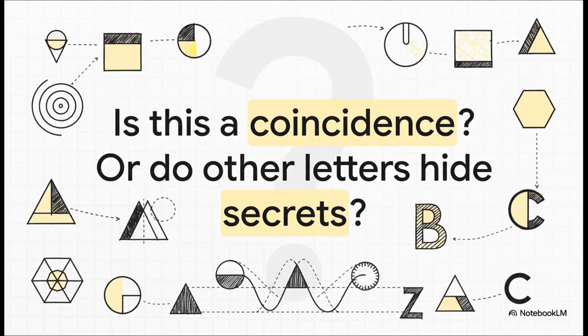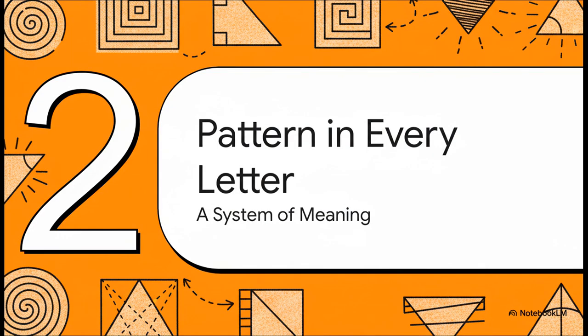So you gotta ask, right? Is this just a wild coincidence? Are we just seeing patterns where there aren't any? Or have we just stumbled onto some kind of hidden design principle for the entire alphabet? Well, as you're about to see, that first little discovery with the letter A basically kicks the door wide open to a pattern that this theory claims runs through every single letter. We're talking about a whole system of meaning baked right into their shapes.